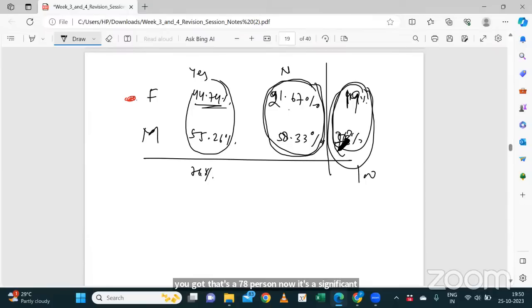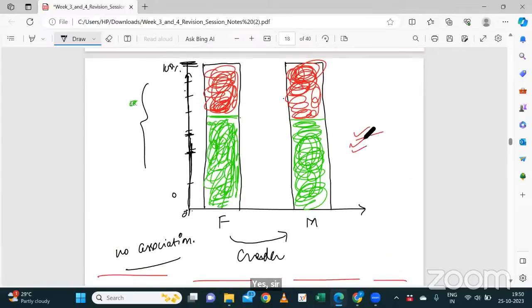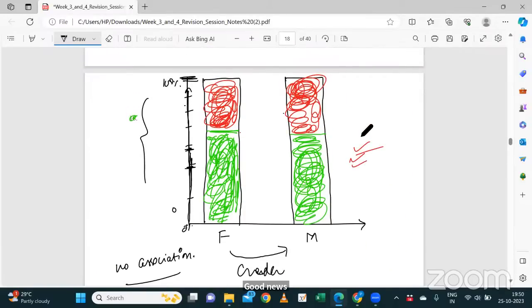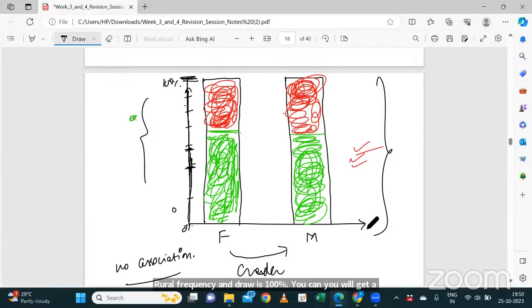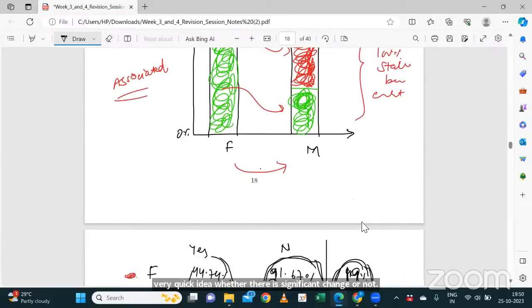Yes, sir. So there should be some significant difference, or simply what you can do, as I told you, just compute the row relative frequency and draw a 100% stacked bar. You will get a very quick idea whether there is significant change or not.